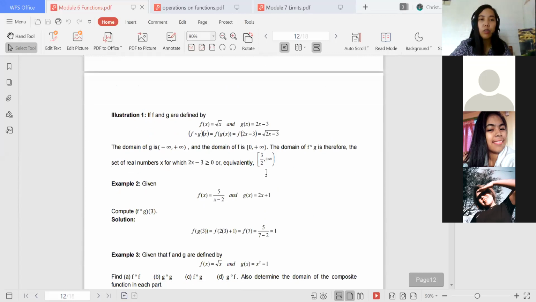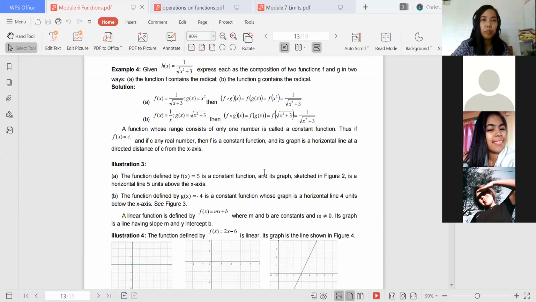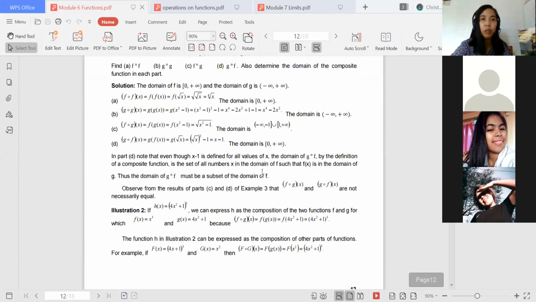Okay, so let's check. So here, class, for letter, this one. In part B, okay, ito ang nakuha natin, class. It's a linear function, but the domain is 0 to positive infinity. So we will determine y from 0 to positive infinity only. So in part B, note that even though x minus 1, it's a linear function, and we know that the domain for linear function is set of real numbers.